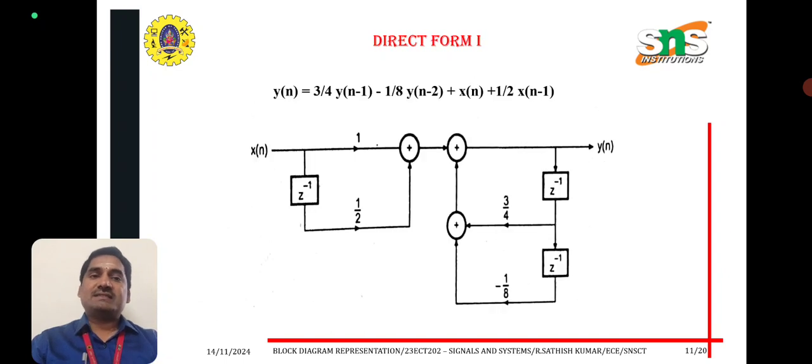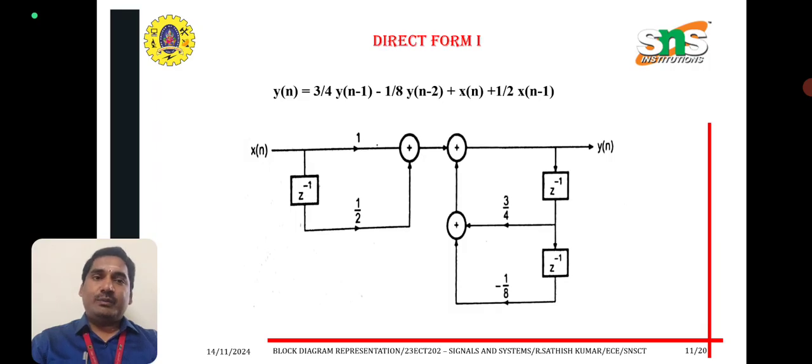Now we can see the structure. y(n) = 3/4 y(n-1) - 1/8 y(n-2) + x(n) + 1/2 x(n-1). x(n) multiplied with 1, right?